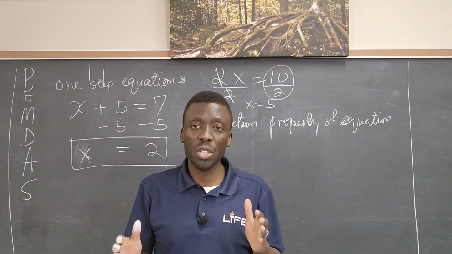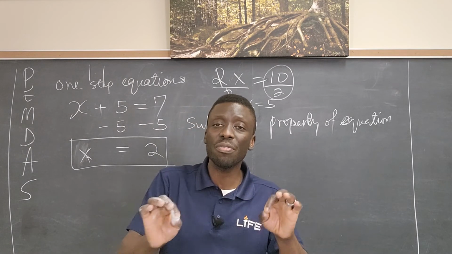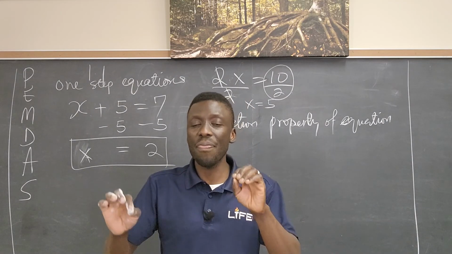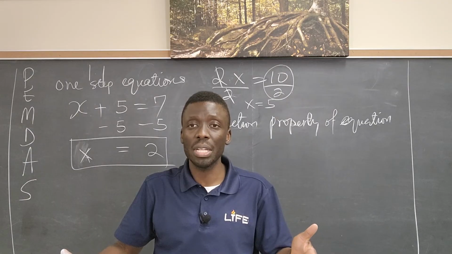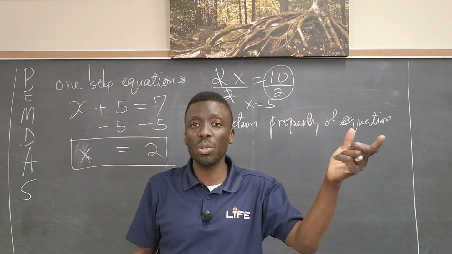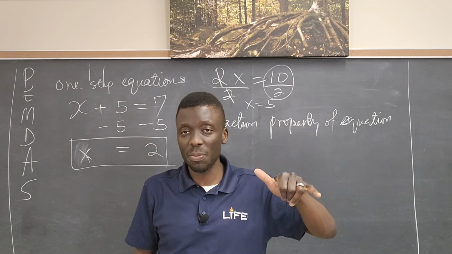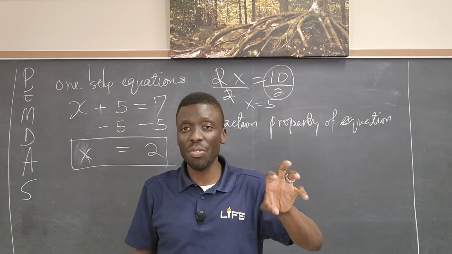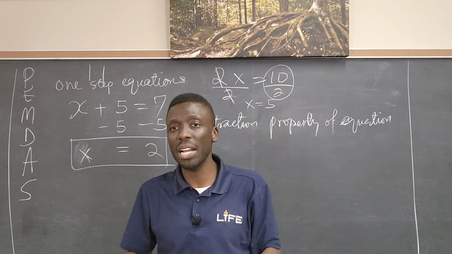So the first chapter is on one-step equations. The key to remember is use the opposite operation to get rid of the number in question, and then do the same thing to the other side. And that's how you solve a one-step equation. If it's something multiplying your variable, divide both sides. If it's something dividing your variable, multiply both sides by that number. If it's something adding to your variable, subtract from both sides. And if it's something subtracting your variable, add to both sides.